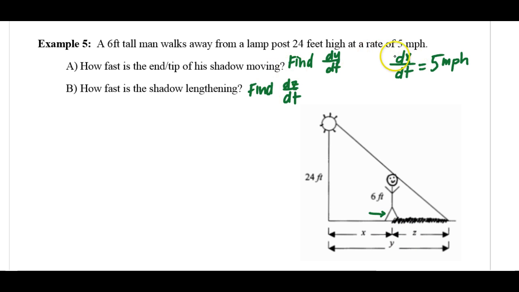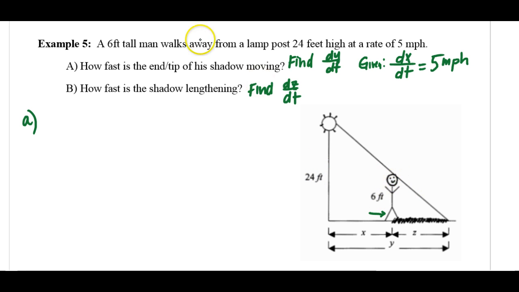So now, I basically put our givens and our wants already in explaining the problem. So this is what I've been given. These are what I want in each of the problems. So now let's focus on part A. Again, how fast is the tip or the end of the shadow moving? So I'm given dx/dt, and in this problem I want to find dy/dt. So I somehow need to relate x and y along with the other quantities that I have here, which are 24 and 6.